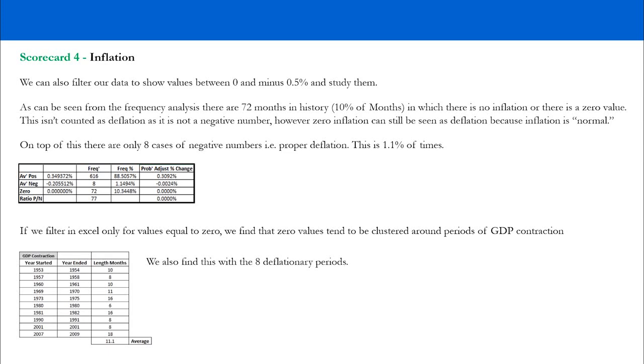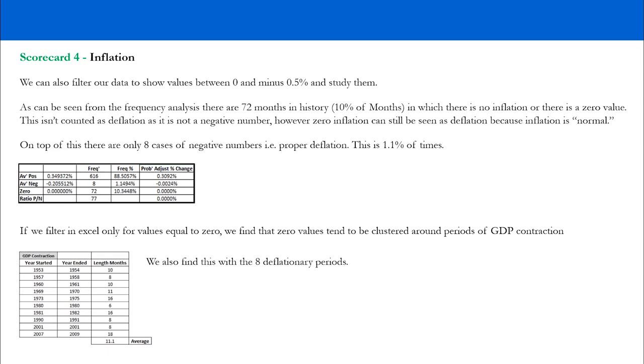So what we can do is filter our data to show values between 0 and minus 0.5% and just study the numbers. And if you look at the frequency analysis, there's 72 months in history, so 10% of months in which there is no inflation or there's a zero value. This isn't counted as deflation classically, as it's not a negative number. However, zero inflation can still be seen as deflation because inflation is so normal.